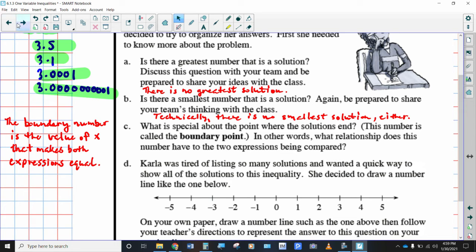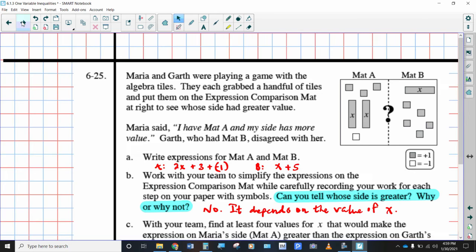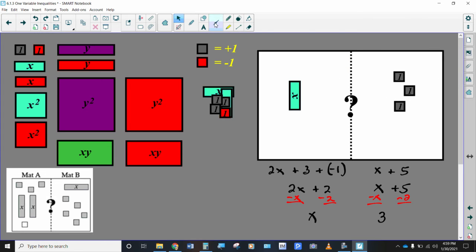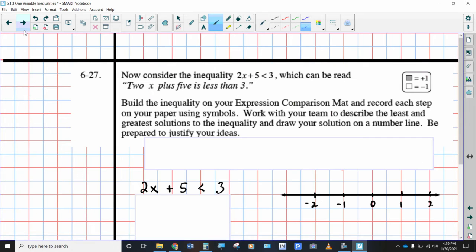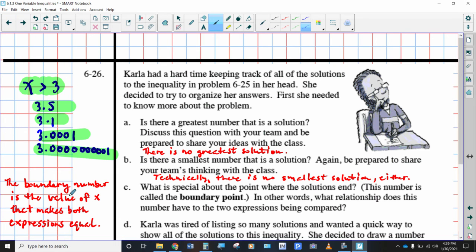So if we went back to here and we showed it, if x happened to be equal to 3, then both sides would be equal, right? Because this would be 3 and that would be 3. So the boundary number that we circle there is the number that when both sides are equal to each other, x would have to be equal to that number there.